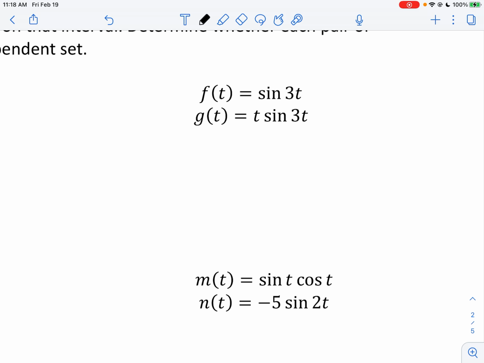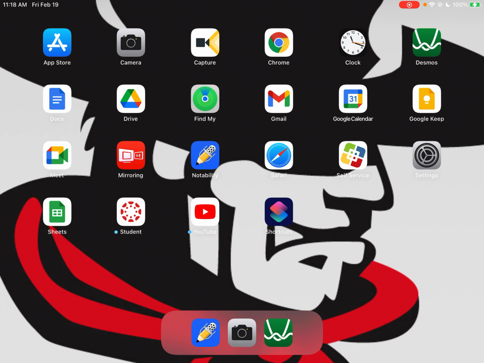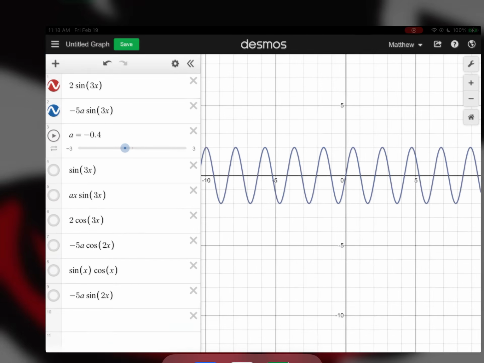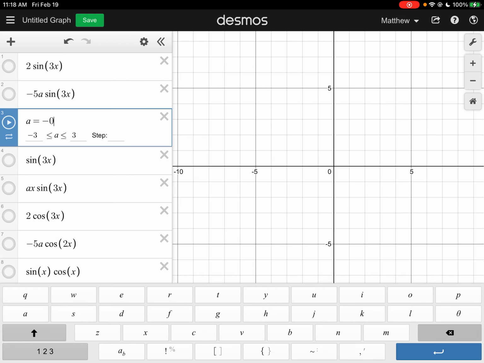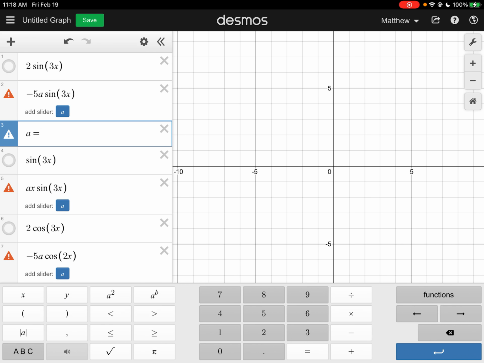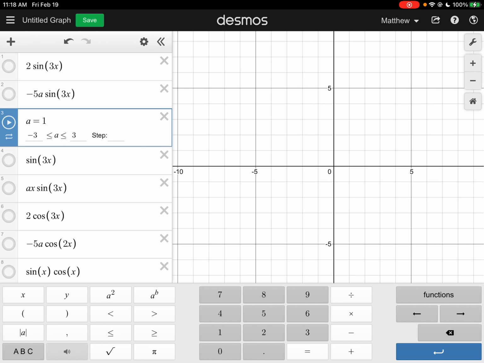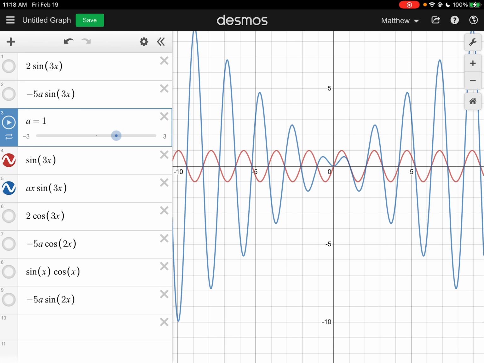Okay, here's two new functions, f of t and g of t. f of t is sine 3t, and g of t is, sorry, t times sine 3t. Let's graph these on Desmos. Let me open up Desmos. Let me hide those graphs. I'm going to park a back at 1. I've already typed in all of these functions, and I have an a on one of them. So here's the two functions in question now, sine 3x and x times sine 3x. And then I have an a in front of the x sine 3x because I'm about to scale it.